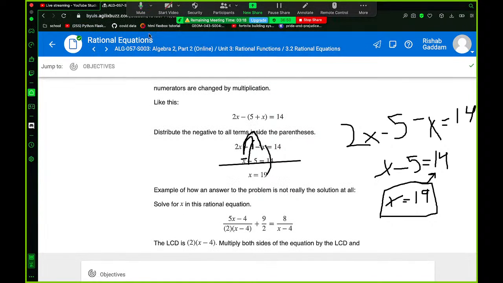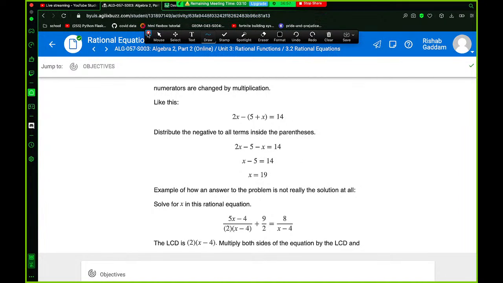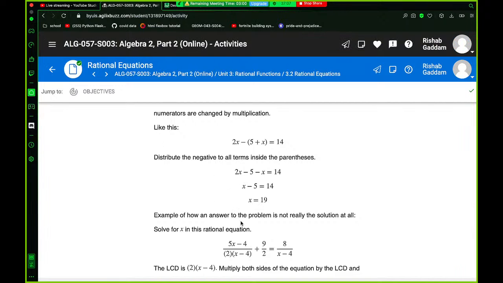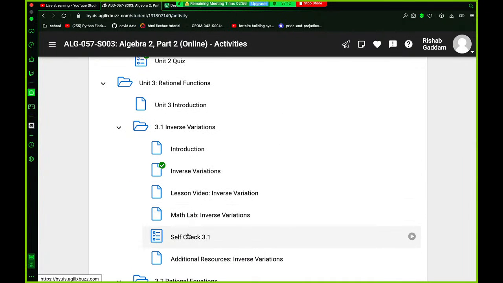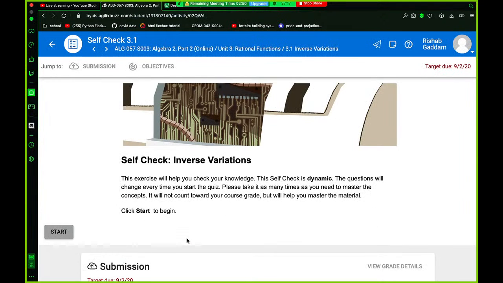So let's do some practice problems. The meeting is about to end in 2 minutes, so everybody please rejoin. The first thing that we're going to do is some practice problems on the thing that we learned first. That's 3.1, inverse variations. So let's get started doing the inverse variations.